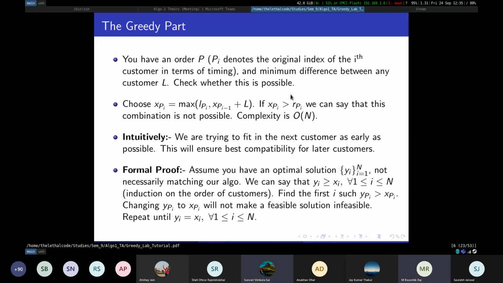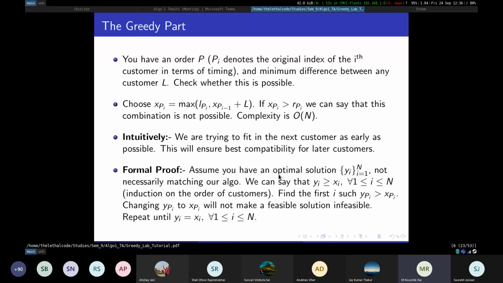Okay. So what you're doing is you're choosing XPA, and if XPA is out of the range, that is greater than any possible time frame, then obviously for this particular ordering it is not possible. As I said, the intuitive way to reason this out is you are trying to actually fit your customers as early as possible. And for the formal proof, this is in mathematical terms, but if you want to say it in simpler terms, if there is any other solution which is not matching our optimal approach, obviously the time difference will be the same, just the timings will be different.